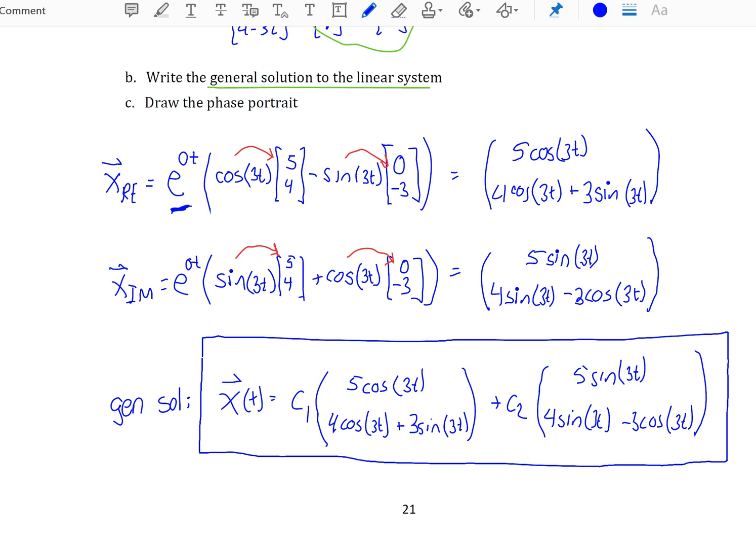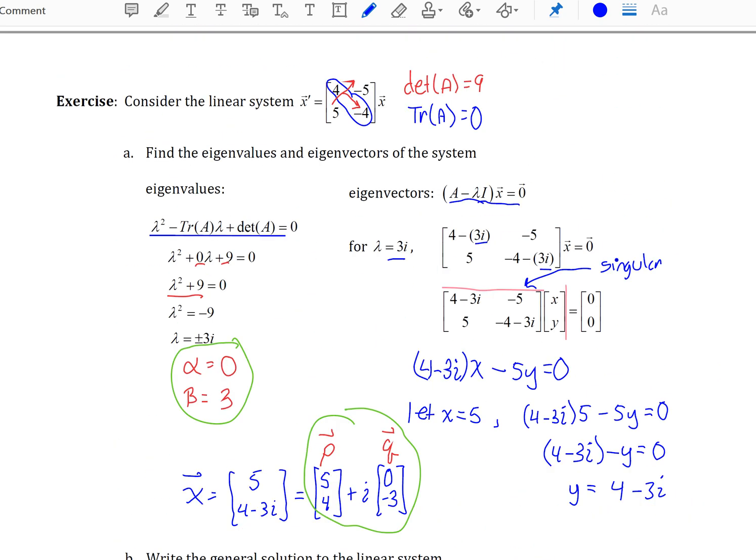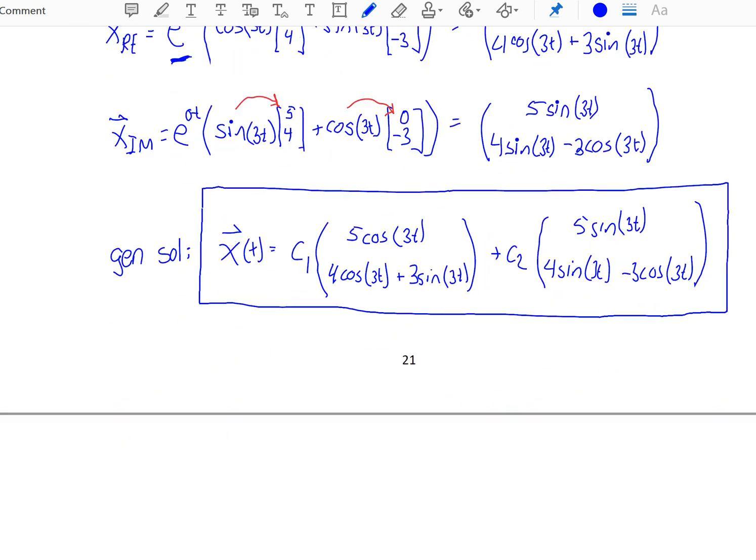Okay, now let's look at the phase portrait. So to draw our phase portrait now, we need to convert our system of equations from a matrix form to just an individual system of equations. So let's jump on that on the next page.